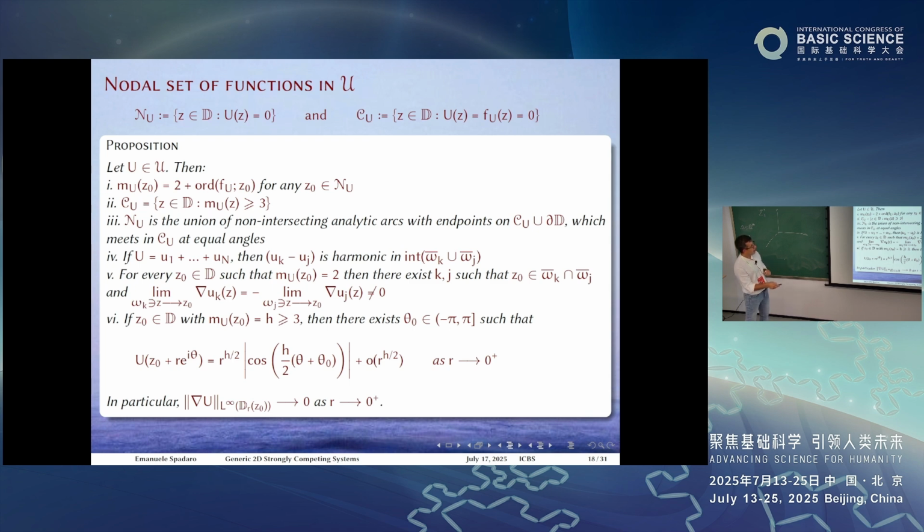And I forgot to say that, as for harmonic functions, these arcs meet at equal angles. So at the 4 points, they form 90 degree angles. At the 3 points, there are 120 degree angles, and so on. So that's the geometric picture of this optimal partition.